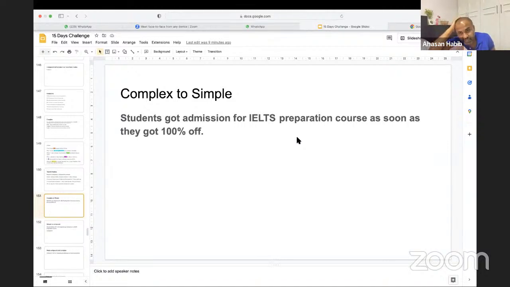Students got admission for IELTS preparation course as soon as they got 100% off. Make it simple. I'm gonna give you 30 seconds time to make it simple. Very quickly, please type in the chat box. Okay, thank you. Thank you for responding.